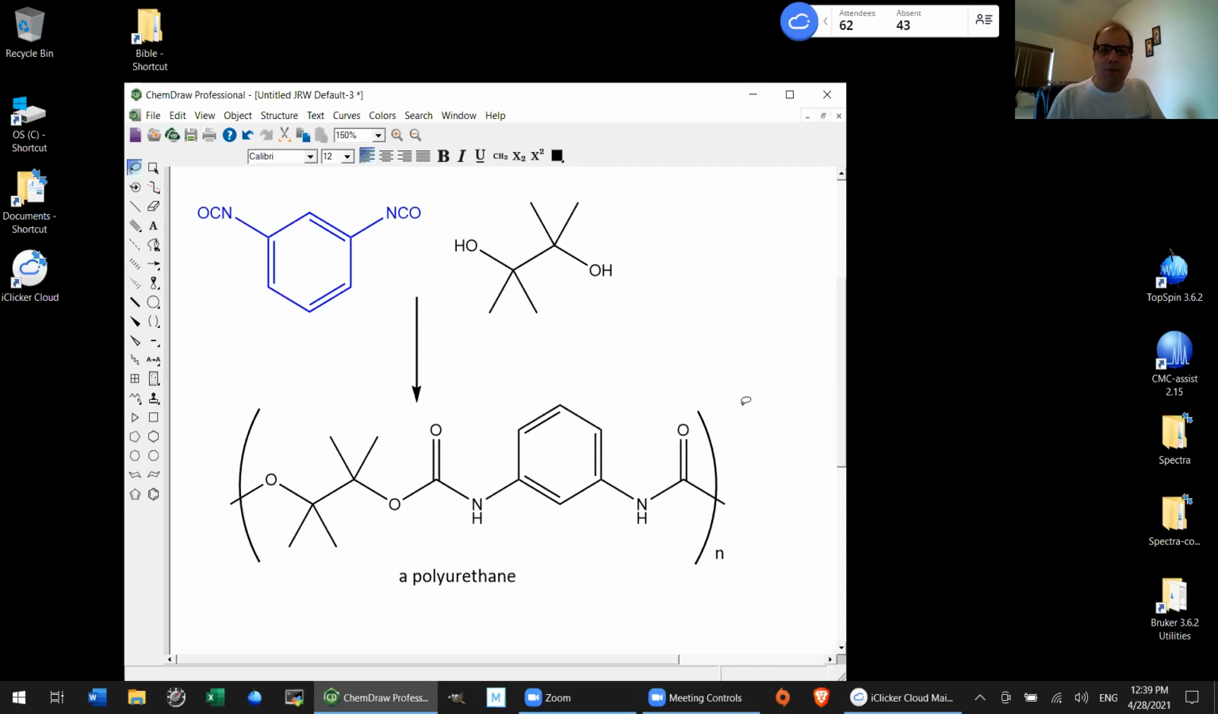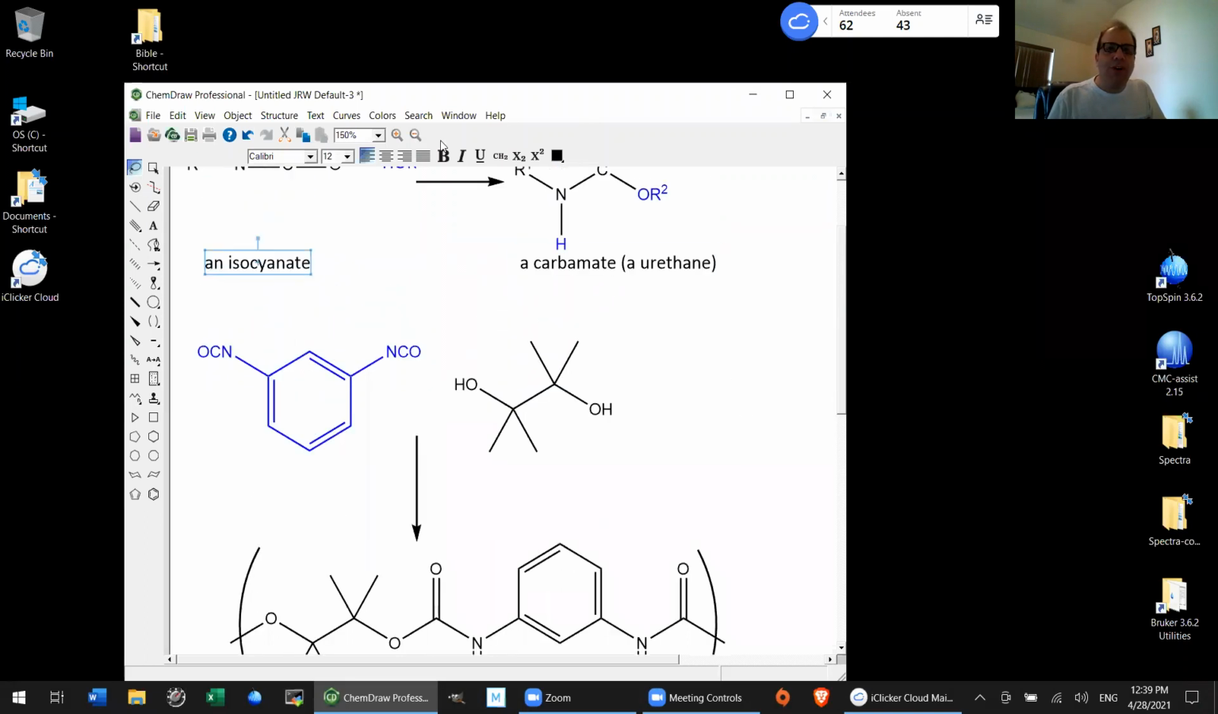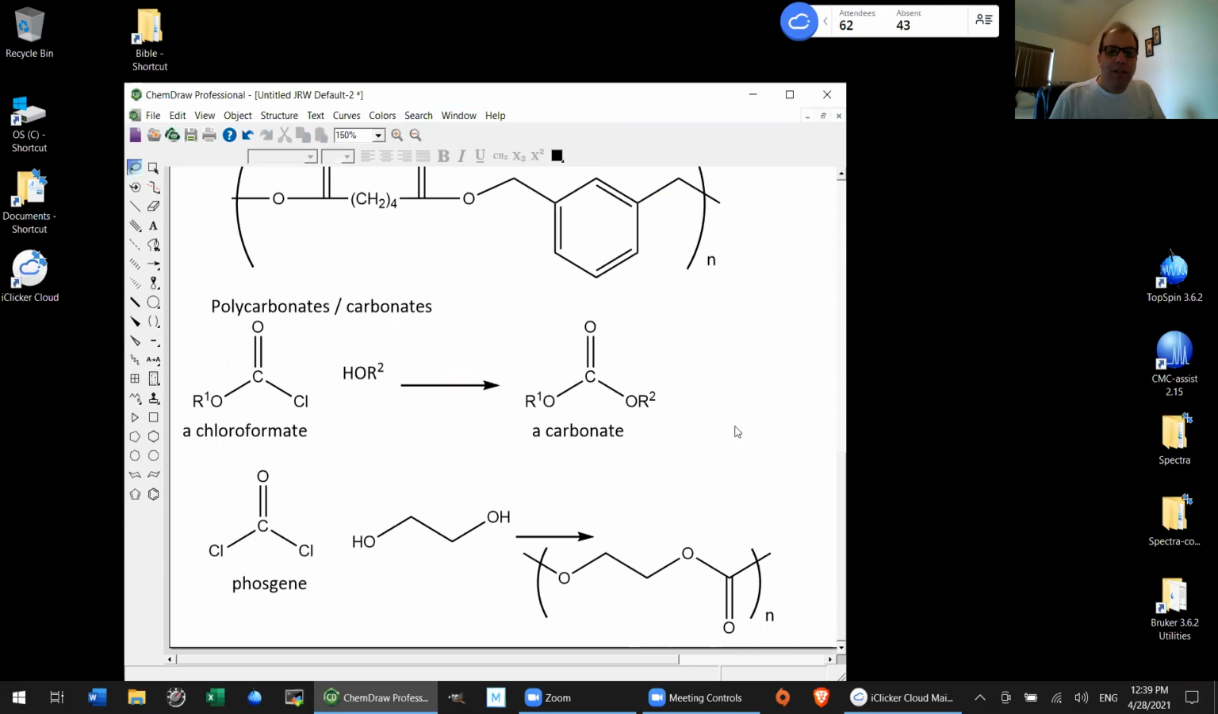Can you scroll up to carbonates? Well, that was on that page. There you go. So there's your chloroformate and carbonate functional groups. And like I said, you could use a bischloroformate, or I guess you'd have to call it a bischloroformate, or you could just use phosgene or any one of a few different alternatives to phosgene.